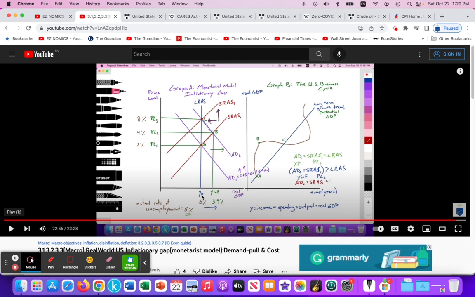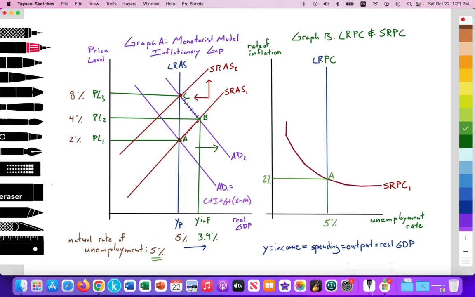So in this video, we're going to use this same model. I'll keep this model here, but on the right side, I'm going to use the short-run Phillips curve. So this is what we have, okay? So again, if you want to see that previous video of creating this model, you can. I'll have the link in the top right corner.